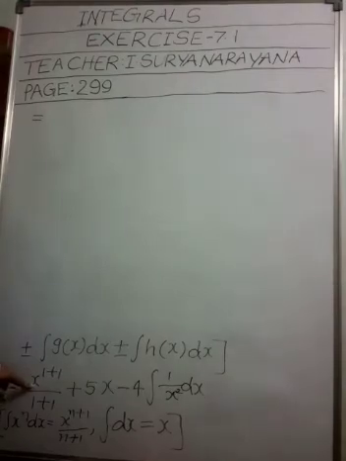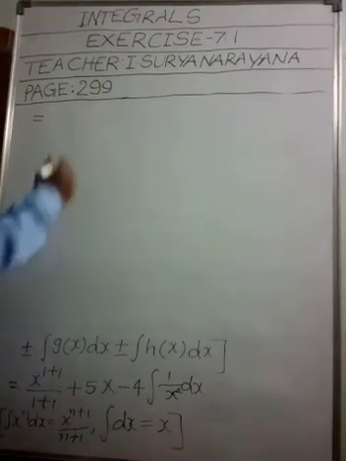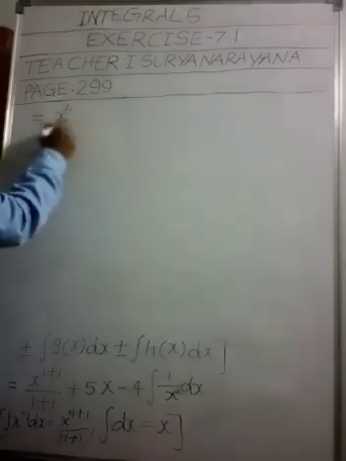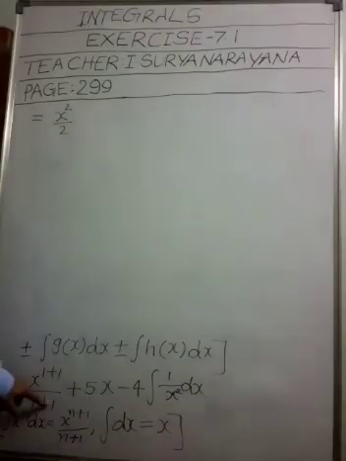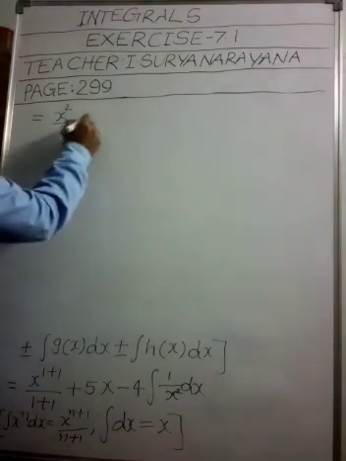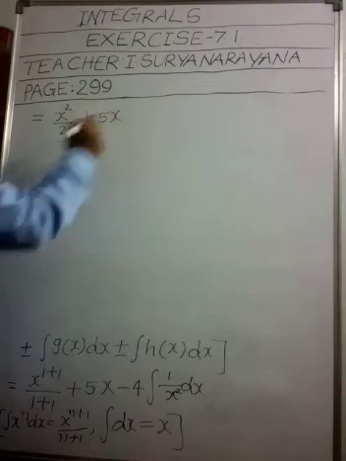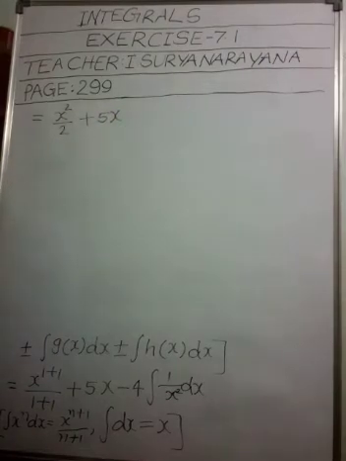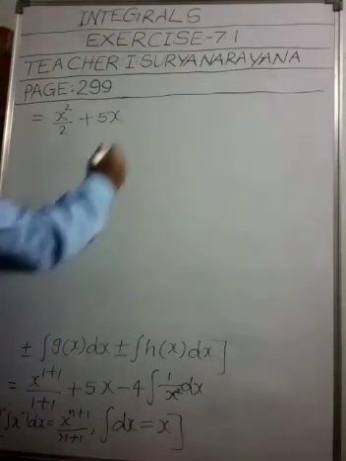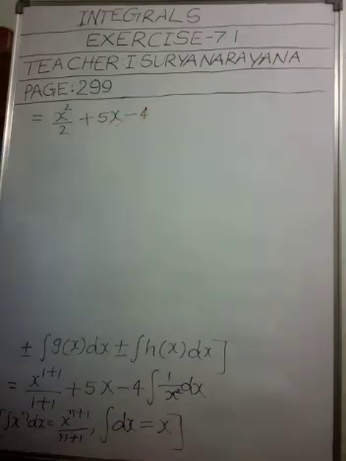Simplify the first term. What will you get here? X power 1 plus 1. What will you get? X square by 1 plus 1, 2. Understood this first term, my children? Right. Plus 5x, we are writing the second term as it is, minus 4 integral 1 by x square dx.